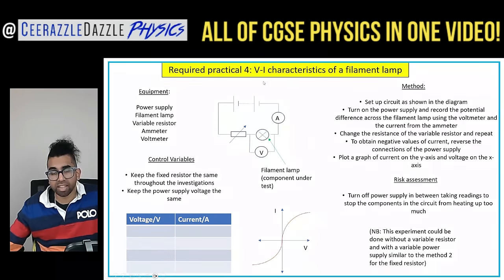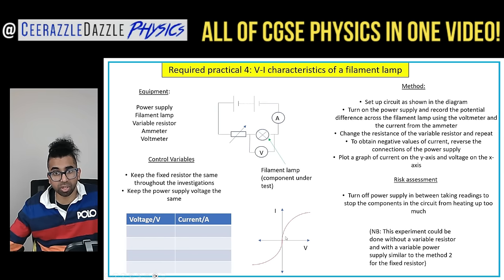Right, now once you've done that, you can then look at the voltage and current characteristics of a filament lamp. So look, it's the exact same circuit. I've just swapped the fixed resistor for the filament lamp. You do the same thing again. You simply change the variable resistance over here and record voltage and current. You end up with the following graph now.